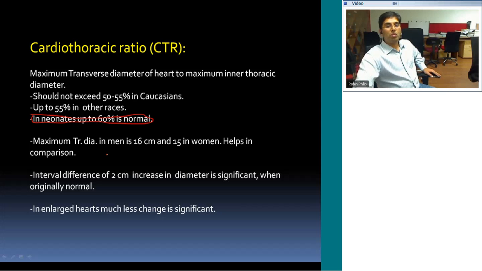So the maximum transverse diameter of the heart in men is around 16 centimeters and 15 in women. This helps in comparison. So whenever you are comparing radiographs, an interval increase in diameter of 2 centimeters is significant when originally it was normal. Whereas in enlarged hearts, much less change is significant. So you have to keep this in mind. The maximum diameters of 16 and 15 are also very important.